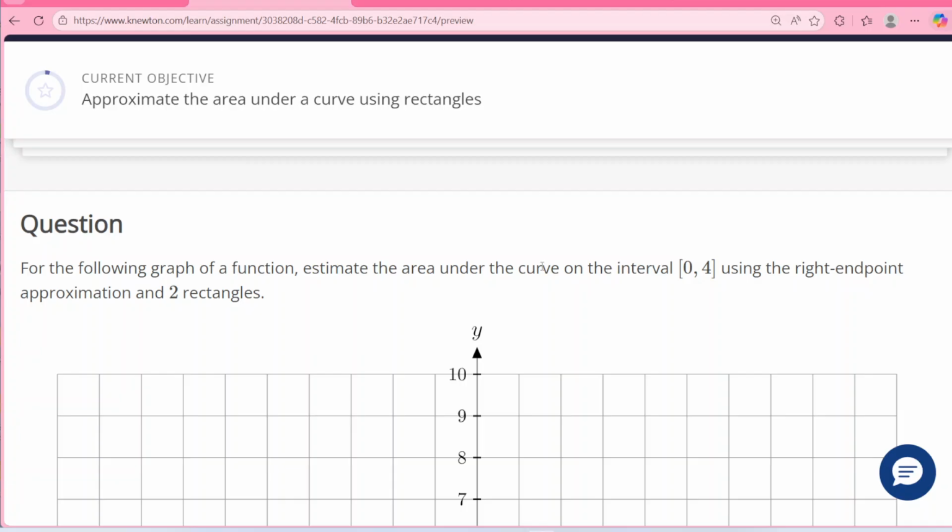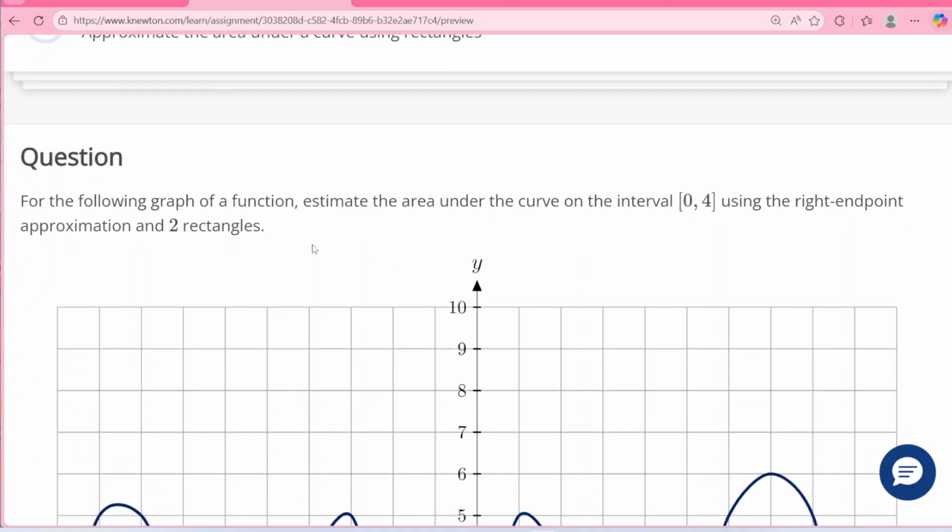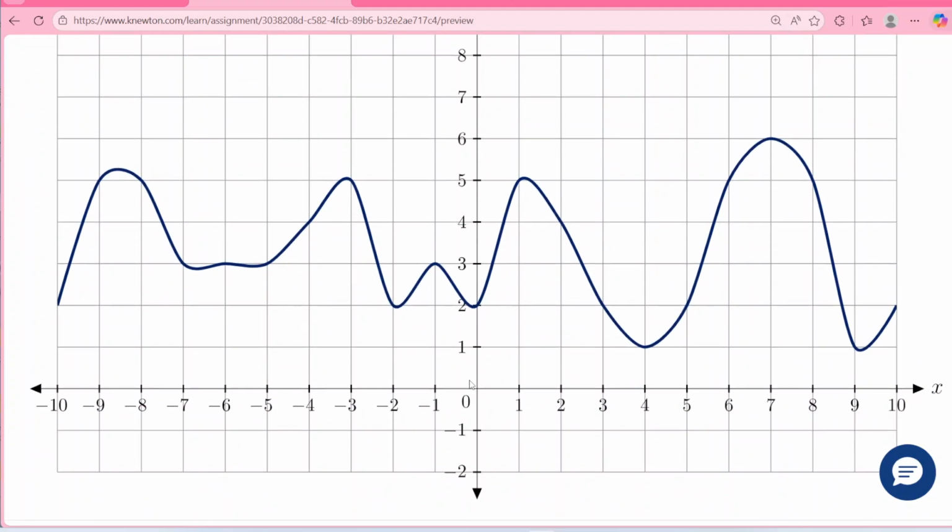Okay, so we're given a graph of a function. Estimate the area under the curve on the interval from 0 to 4 using the right endpoint approximation and only 2 rectangles. So from 0 to 4. All right, so I'm going to draw as best I can the look of this function, just from 0 to 4.